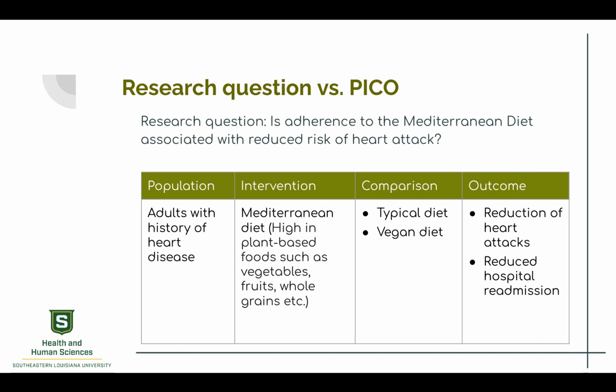And then what you could be using to measure whether there's a reduced risk of heart attack. You could be looking in terms of the number of times those adults are reporting having a heart attack, or you could be looking at the reduced hospital readmission for those adults with a history of heart attack. So you don't necessarily need to have one comparison. You don't necessarily need to have one outcome or even one intervention. Everything basically depends on the research and how that comes out.